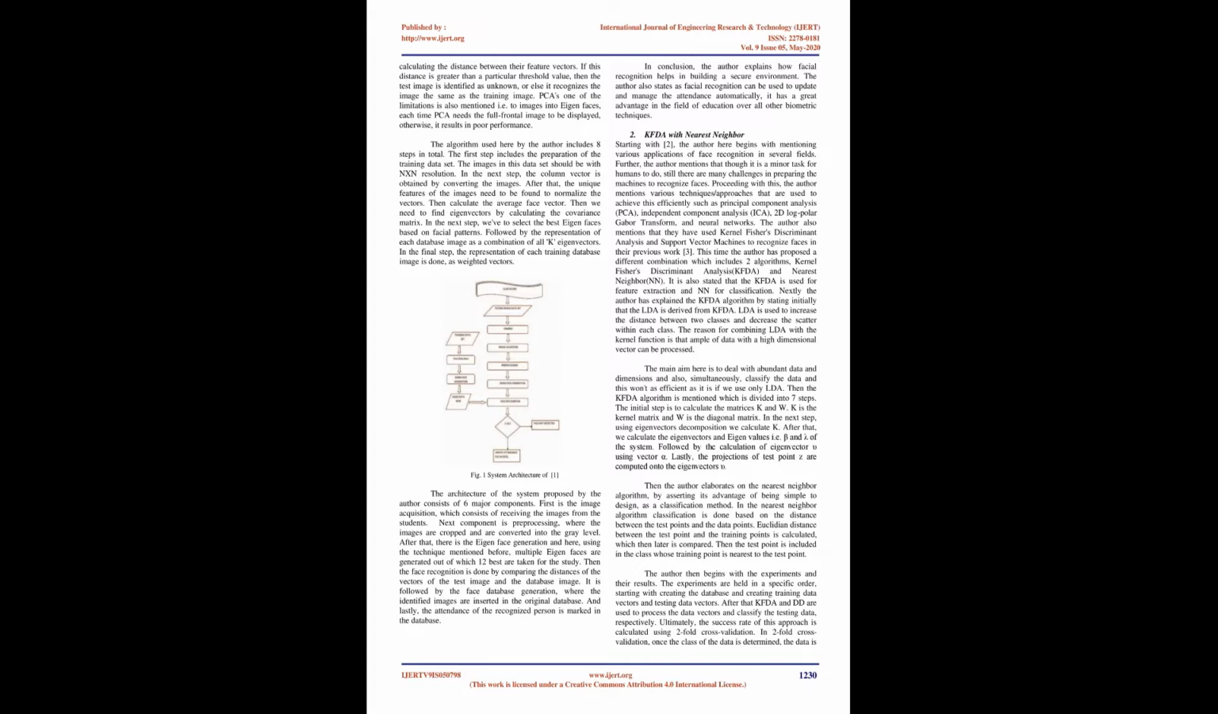In the next step, the column vector is obtained by converting the images. After that, the unique features of the images need to be found to normalize the vectors. Then calculate the average face vector. Then we need to find eigenvectors by calculating the covariance matrix. In the next step, we have to select the best eigenfaces based on facial patterns. Followed by the representation of each database image as a combination of all k eigenvectors. In the final step, the representation of each training database image is done as weighted vectors.